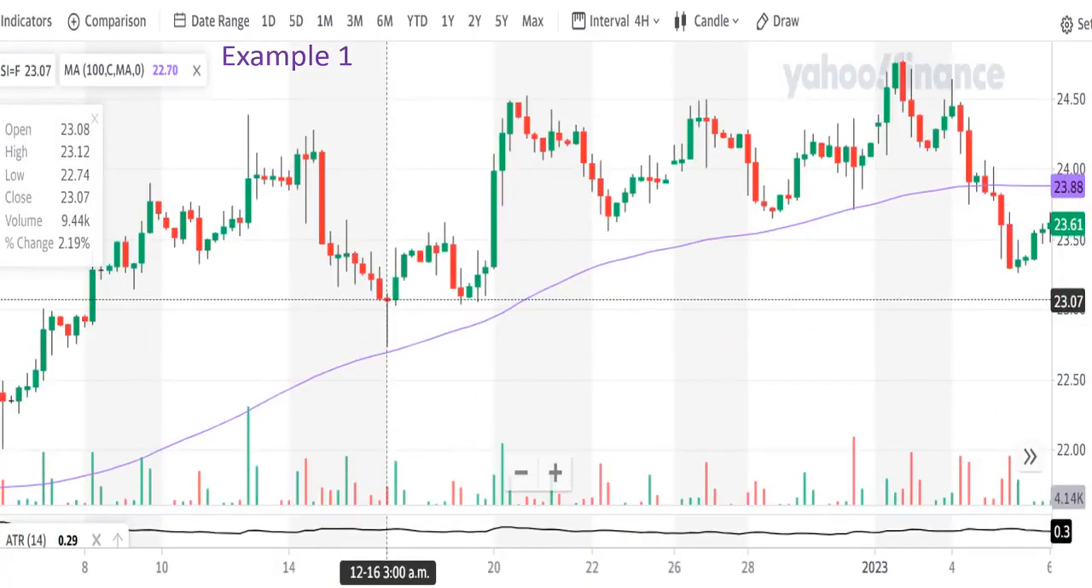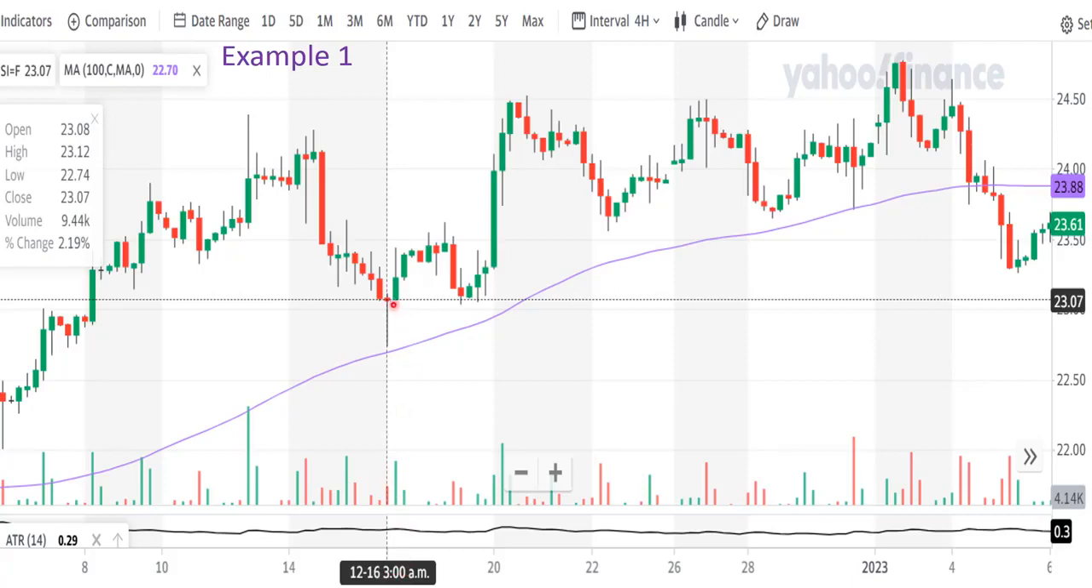Example number one, this is silver stock 4H time frame. As you see, the price is trending nicely upward and the price is above the SMA 100. Act here as dynamic support and area of value. The price here is coming close to the area of value, and this is a powerful hammer as can act as entry trigger on December 16, 3 a.m.